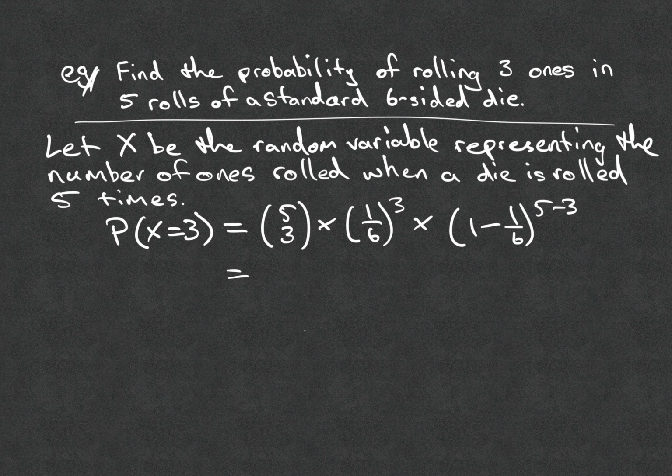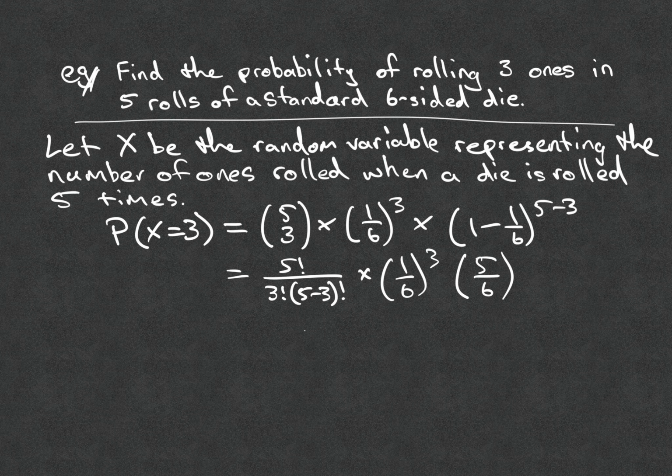All right, so we can just go through and calculate that then. Evaluate it. 5 factorial over 3 factorial times 5 minus 3 factorial, that's our 5 choose 3, times 1/6 to the 3 and 5/6, 1 minus a 6th, to the 2. Now that first one, 5 factorial over 3 factorial times 5 minus 3 factorial, you can do that on your calculator if you like, or you can work that through by hand. You should find that that comes down to 10.